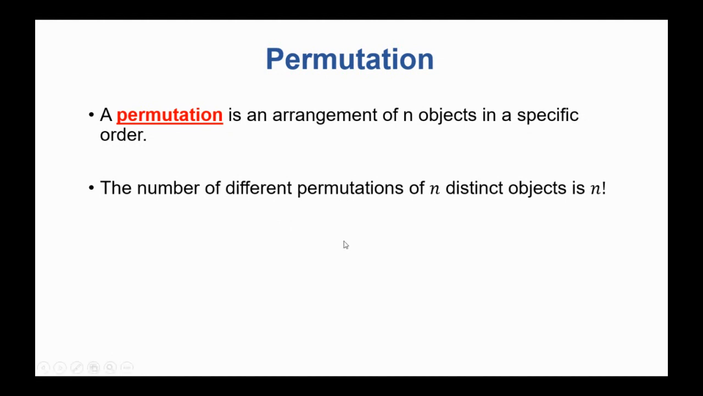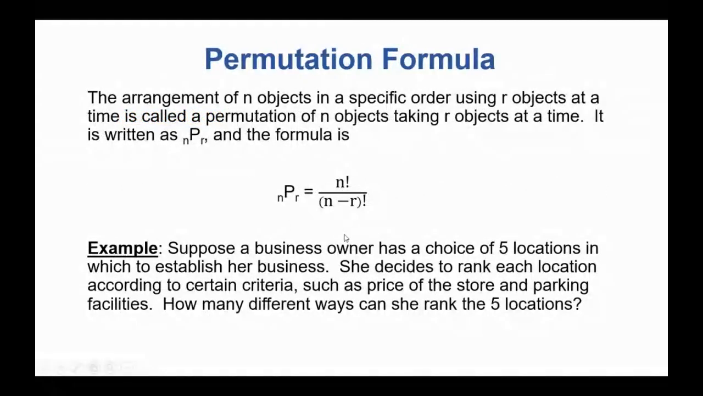We're going to see some cases, though, where either we don't want to use them all, or they're not all different. If we don't want to use them all, so we have n total objects and we only want to take r of them to put in order, we could use the following formula: n factorial over n minus r factorial. And this formula is on your formula sheet, so don't worry about remembering it.